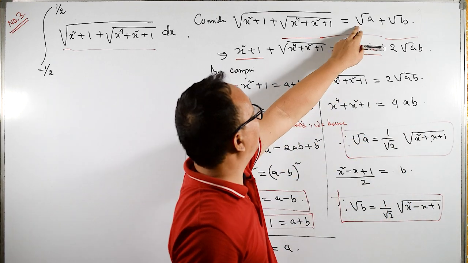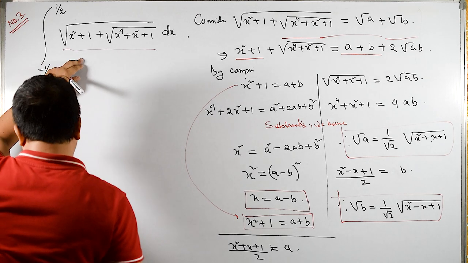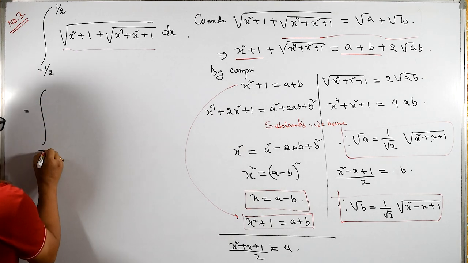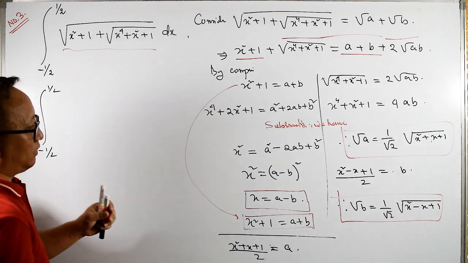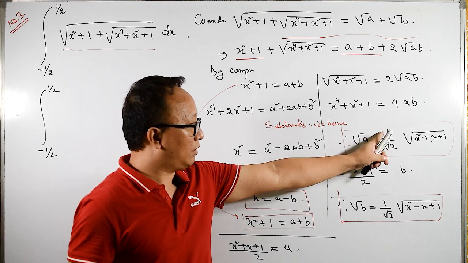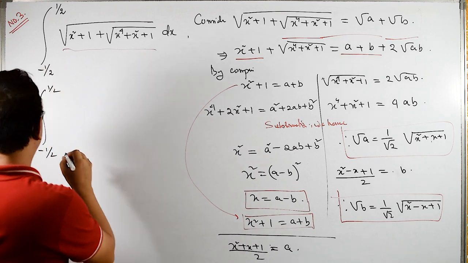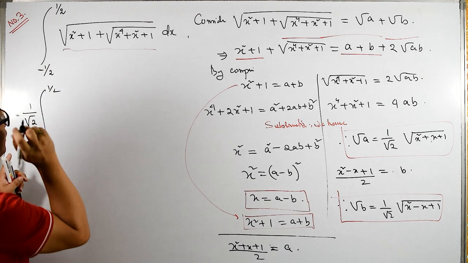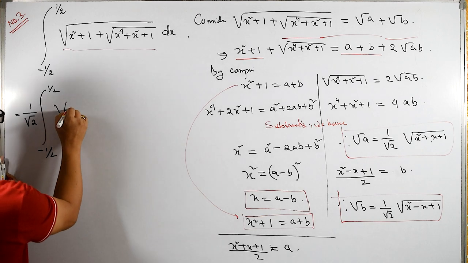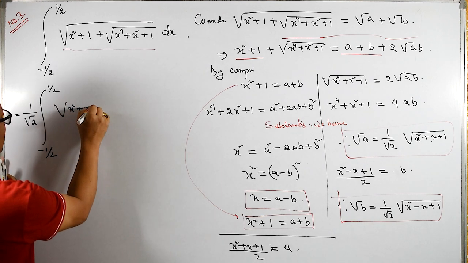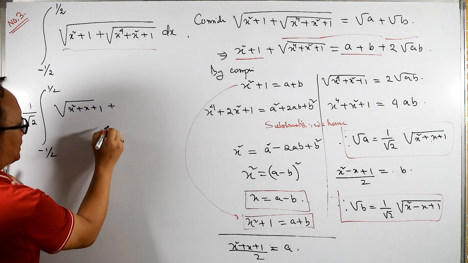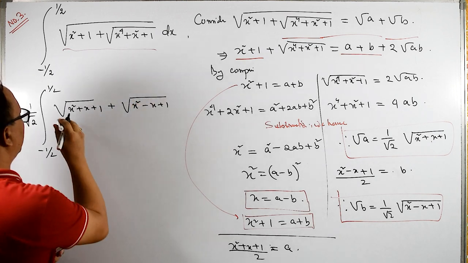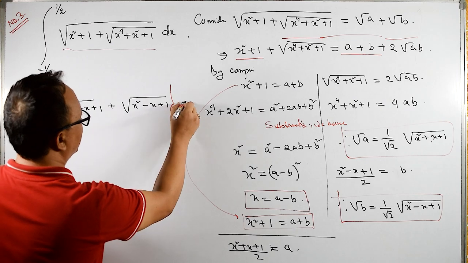So we have the square root of b as well as the square root of a. So let's substitute over here. Therefore this integral is the same as the integral from minus half to half. We have 1 by root 2, 1 by root 2, so I will take 1 by root 2 outside: 1 by root 2 times the square root of x square plus x plus 1 plus the square root of x square minus x plus 1, into dx.